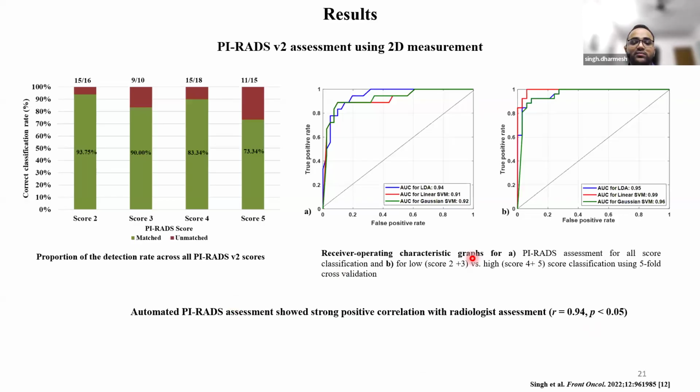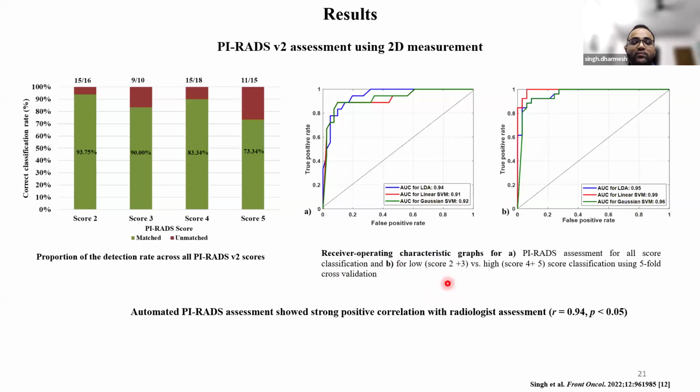This is the region ROC curves. This shows the discriminative performance of our method. The LDA, linear discriminant analysis model, achieved 0.94 for the PI-RADS assessment of all score classification, like grade 2, grade 3, grade 4, and grade 5. And when we compare the low grade, like grade 2 and grade 3, versus the high grade, like grade 4 and grade 5, then the AUC increases to 0.95.